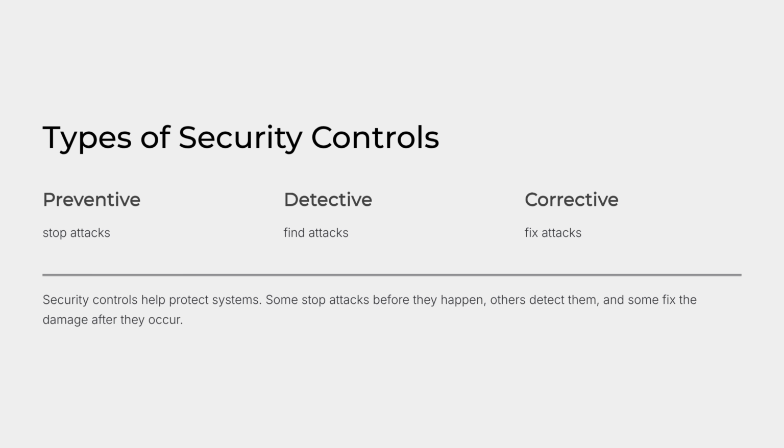There are three main types of security controls you need to know. Preventive controls are meant to stop attacks before they happen, like strong passwords or firewalls. Detective controls are used to identify attacks, such as monitoring and alert systems. Corrective controls are used to fix the damage after an attack has occurred, like restoring from a backup. In a strong system, all three work together.